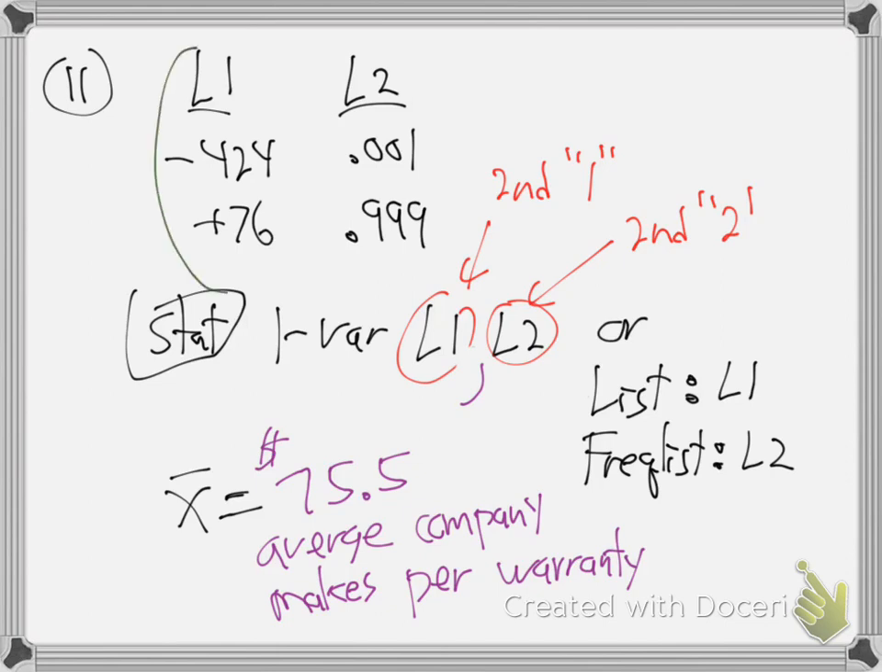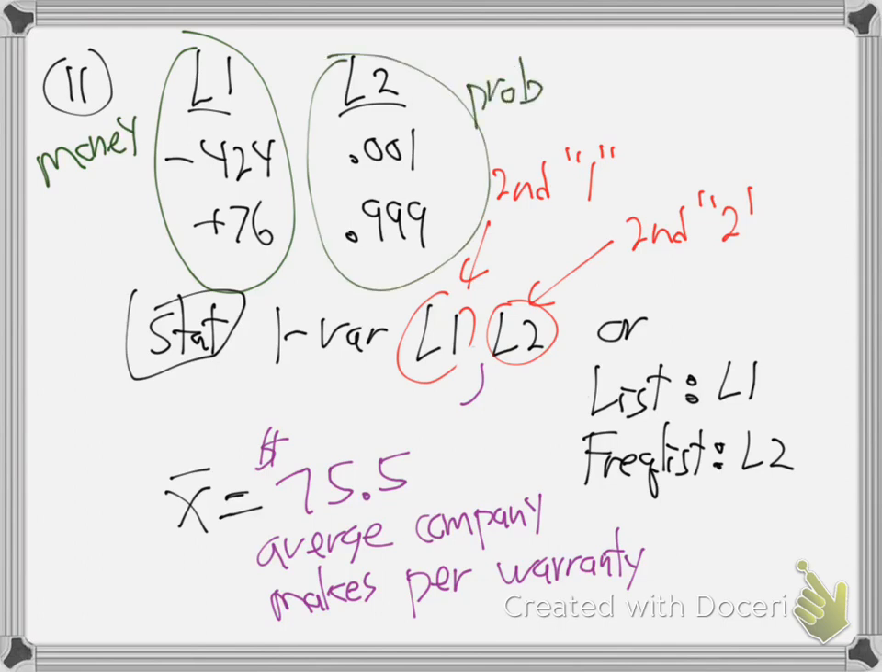You've got to put the money in L1. It really does matter. I swapped them and it gave me a big error. Yeah, good question. You've got to put the money in L1. It won't work the other way. And the probabilities in L2. I forgot it a couple hours ago and spent 15 minutes being mad at the calculator and then realized it was my problem.